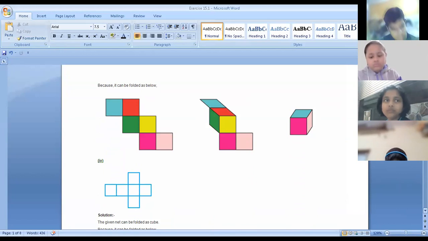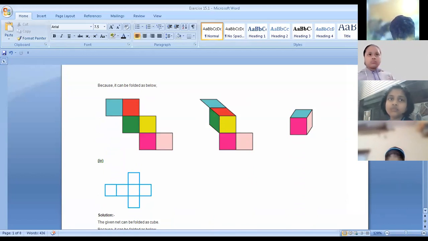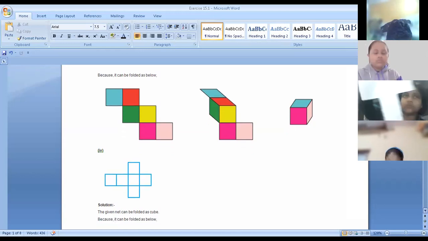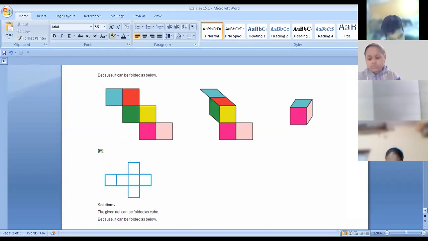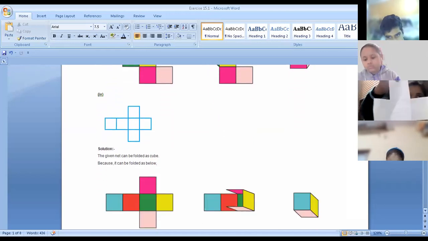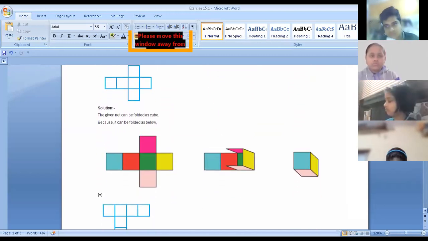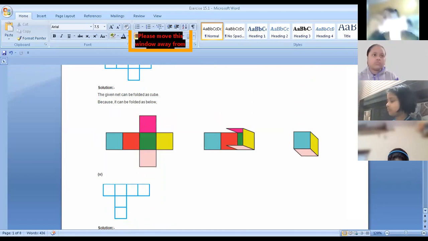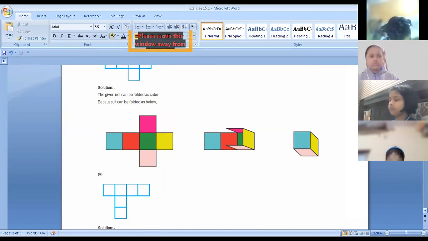Let's move to the fourth figure, which you have already drawn this way, isn't it? So is it a net of a cube or not? Yes, because we have already made a cube out of it. Yes, Savika, good. So yes, it is a net of a cube. Let's move to the fifth figure. When you try to fold this net, can you make a cube out of it? It's like this.